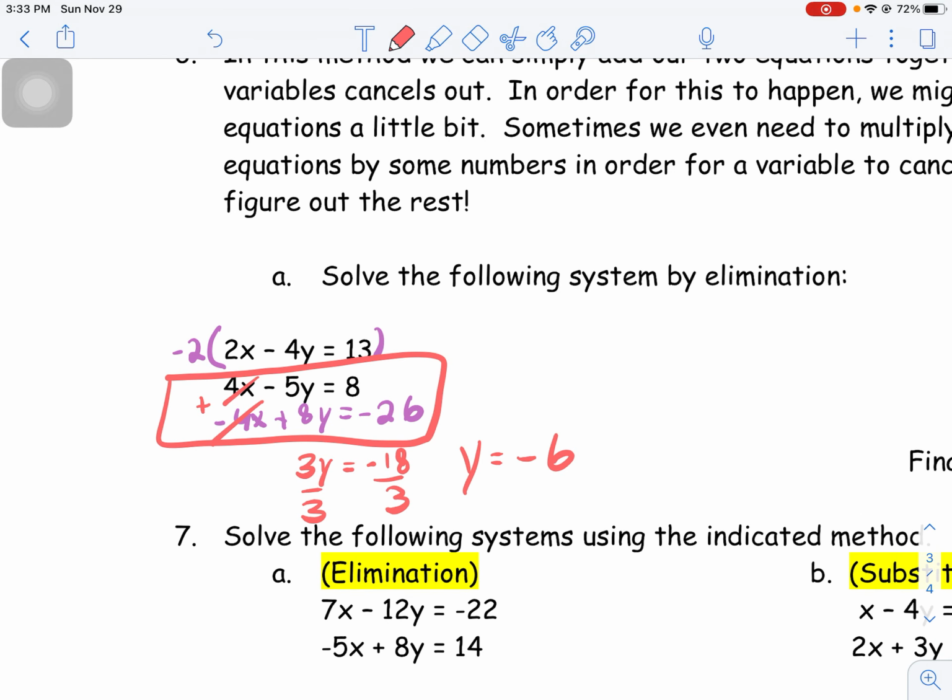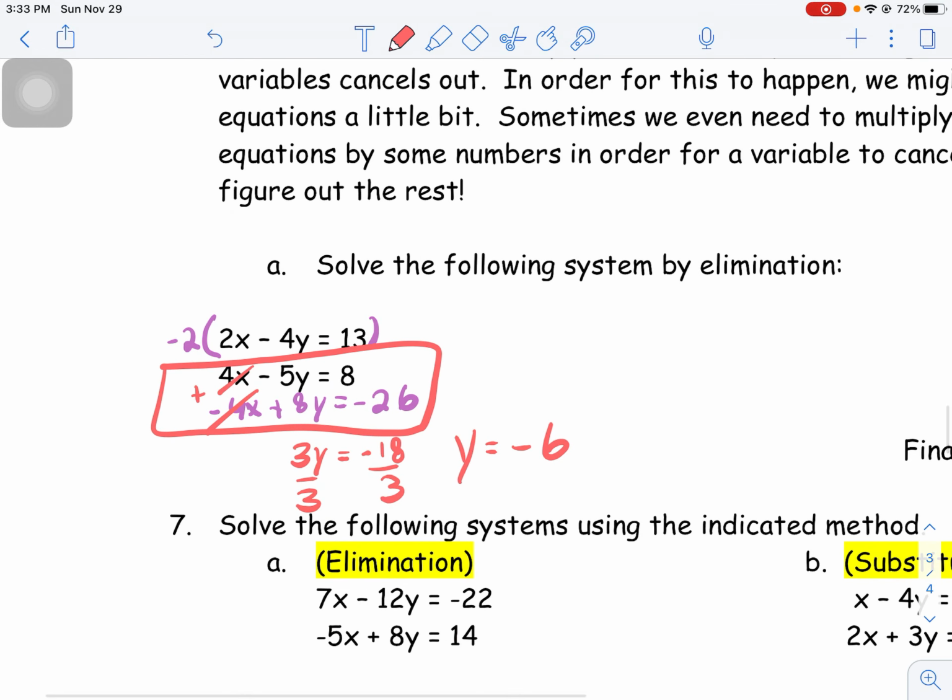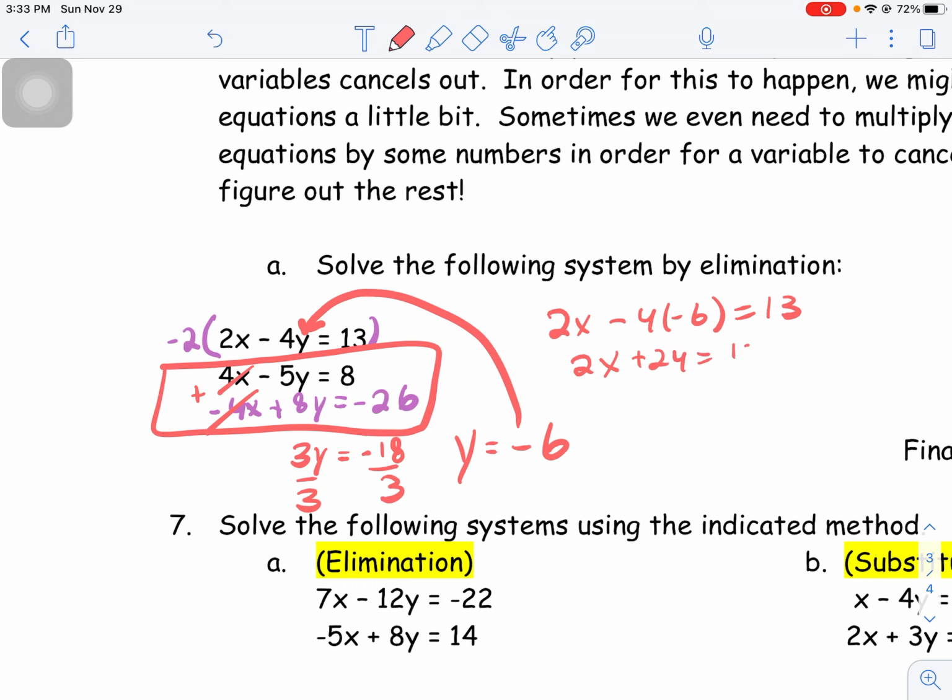In order to solve for the rest of this problem, you just plug negative 6 into whichever one of the equations you want. So I'm going to plug negative 6 in right here. That's going to give us 2x minus 4 times negative 6 is equal to 13. So that's 2x plus 24 is equal to 13. So subtract 24 from both sides.